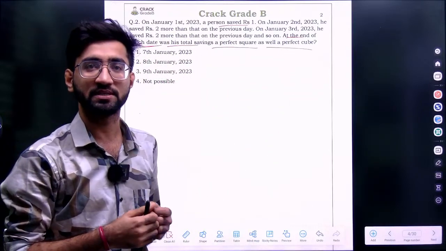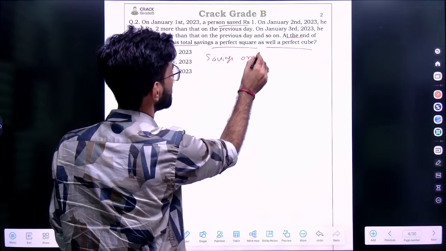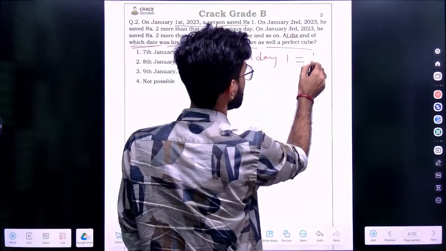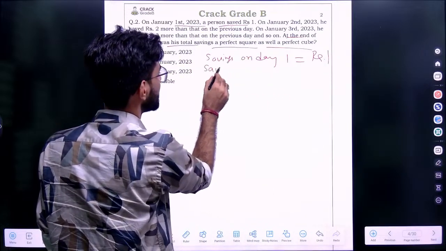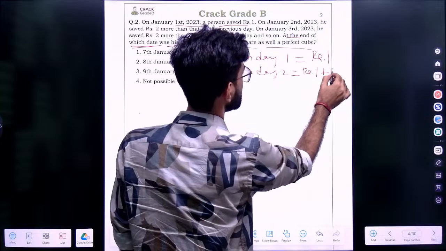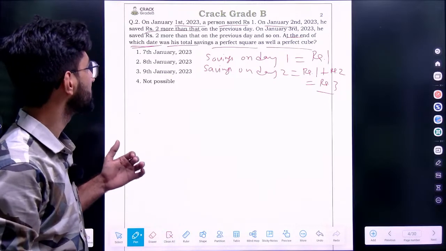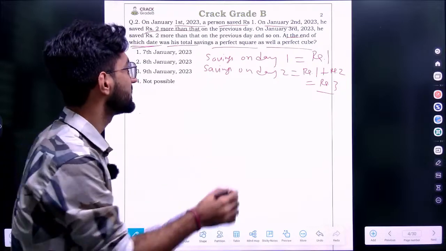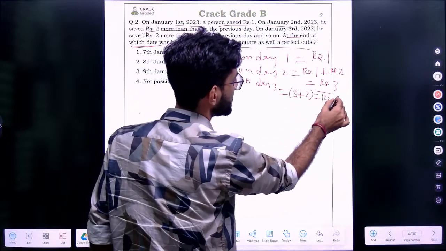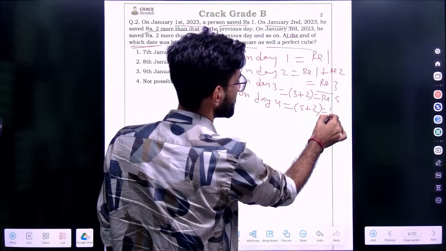It is also one of the simple questions, right? So can we say that savings on day 1, and what is day 1? Day 1 is 1st January 2023, right? So savings on day 1 is rupees 1. Now can we say that savings on day 2 is rupees 1 plus rupees 2, that is rupees 3. Here it is clearly mentioned that he saved rupees 2 more than on the previous day, right? So savings on day 3 is 3 plus 2, that is rupees 5. So savings on day 4 is 5 plus 2, that is rupees 7.